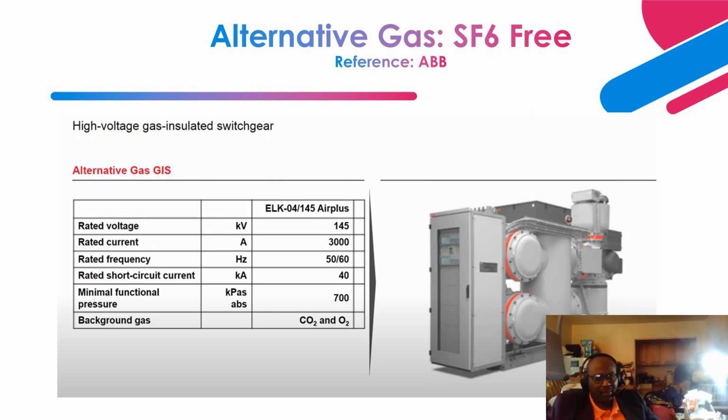As you know, as part of the global effort to reduce global warming, most utilities want SF6-free GIS. The state of California has given a due date: by the year 2025, there shouldn't be any switchgear utilizing SF6 gas. They should push for alternative gas, right?